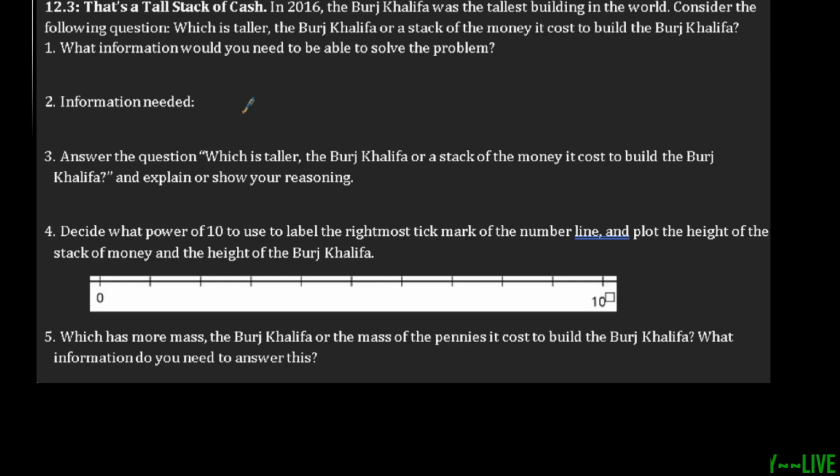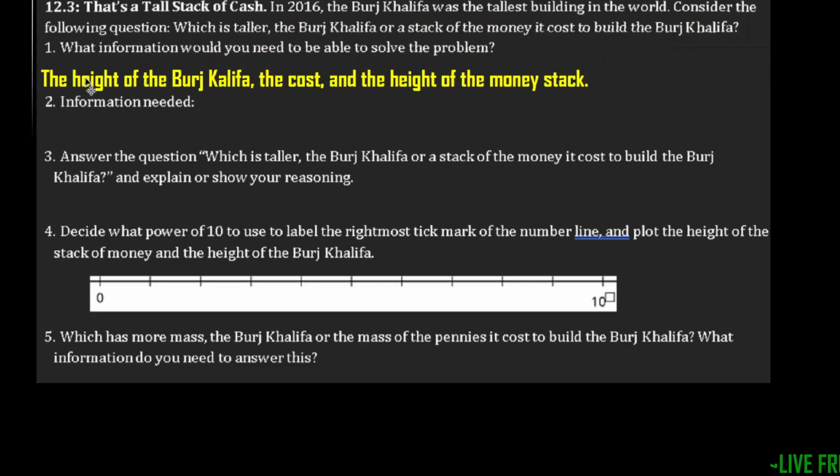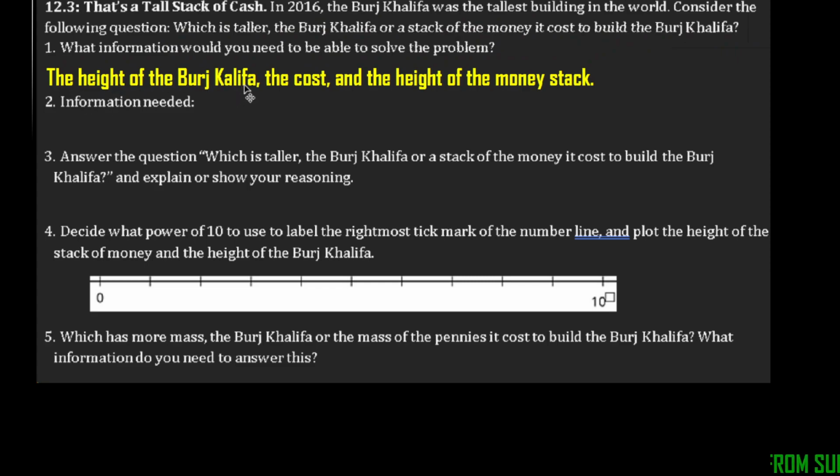Then for the next part, it says in 2016, the Burj Khalifa was the tallest building in the world. Consider the following questions: which is taller, the Burj Khalifa or a stack of money it cost to build the Burj Khalifa? For number one, it says, what information would you need to be able to solve the problem? So we would need the height of the Burj Khalifa, the cost of it, and the height of the money stack.